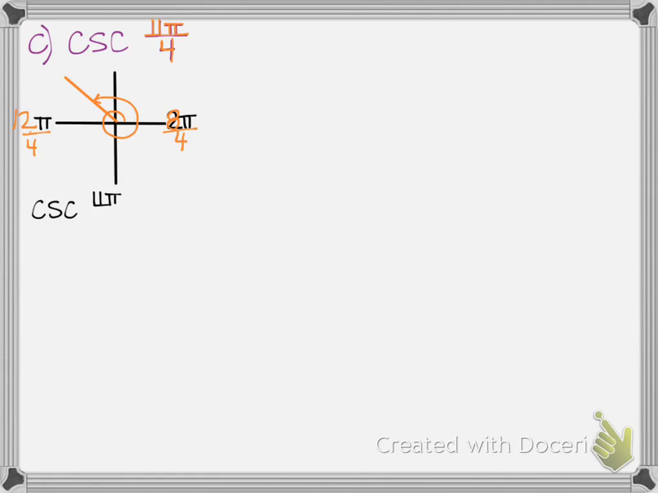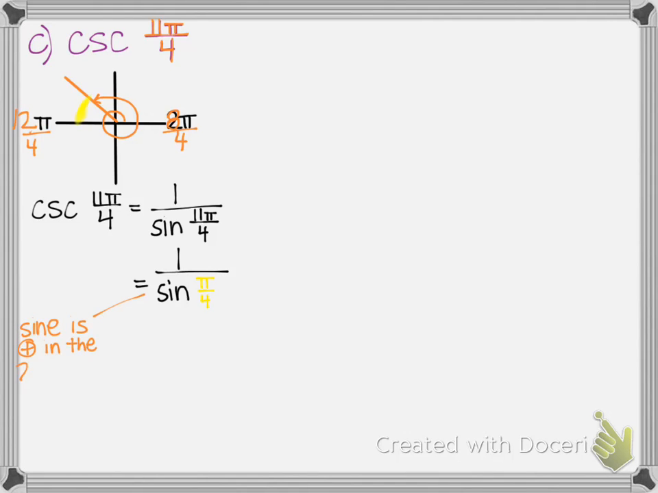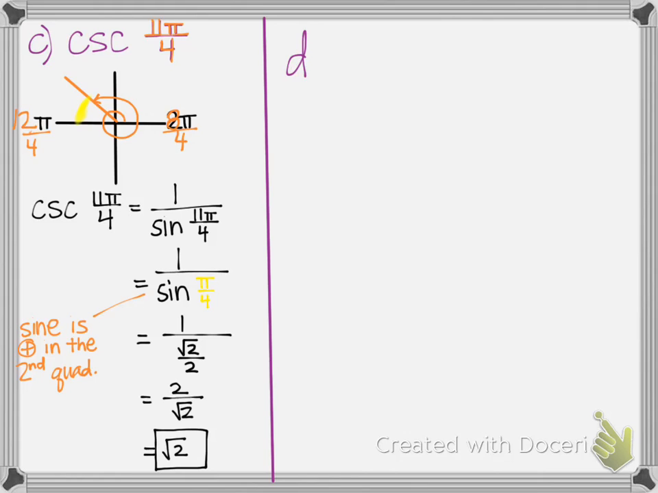Remember that cosecant of 11 pi over 4 is the same as 1 over sine of 11 pi over 4. So in that quadrant, I know that sine is positive. So I can keep this positive and use my reference angle. So there it is. Sine is positive in the second quadrant. So then that's 1 over square root of 2 over 2, which then is 2 over the square root of 2, and I could simplify that to the square root of 2.